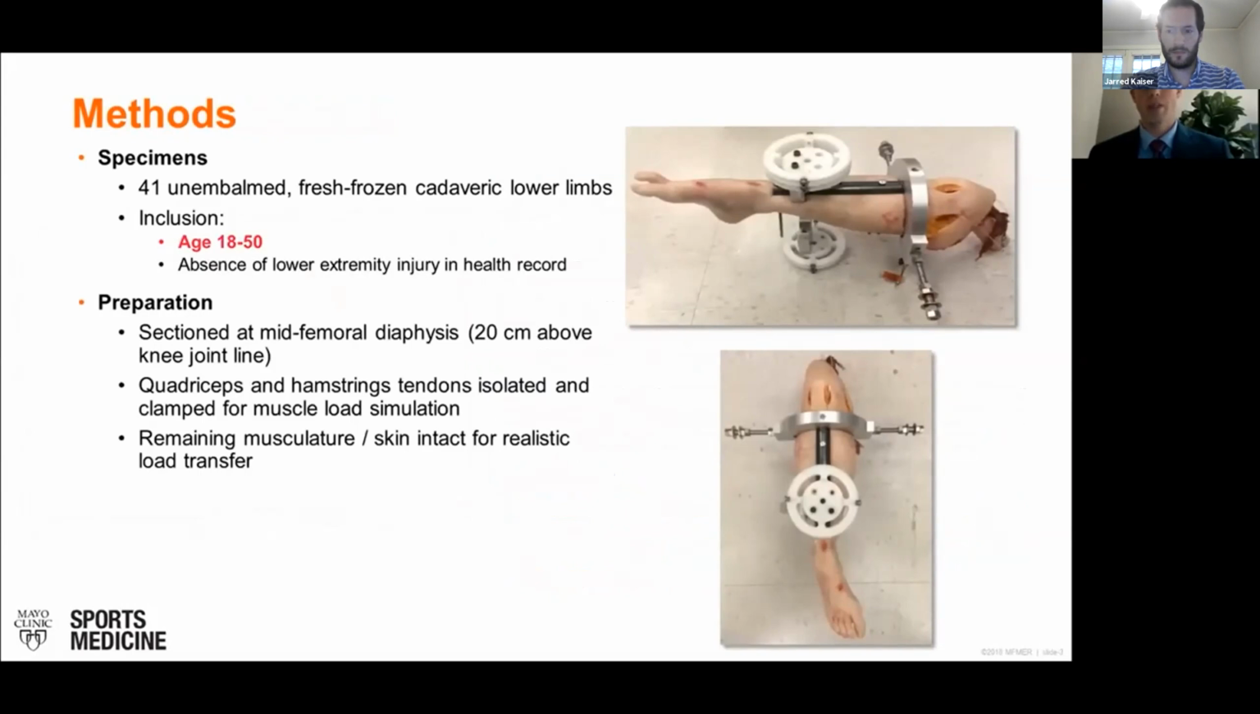We prepared the specimens by sectioning them at the mid-femoral diaphysis, 20 centimeters above the knee joint line, and then we took the quadricep and hamstring tendons and isolated them and put clamps on them for muscle load simulation. Remaining musculature and the skin were left intact for realistic load transfer. And we had an orthopedic exam performed by a board-certified orthopedic surgeon.